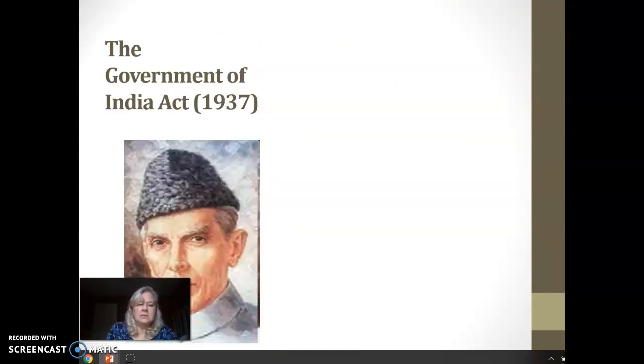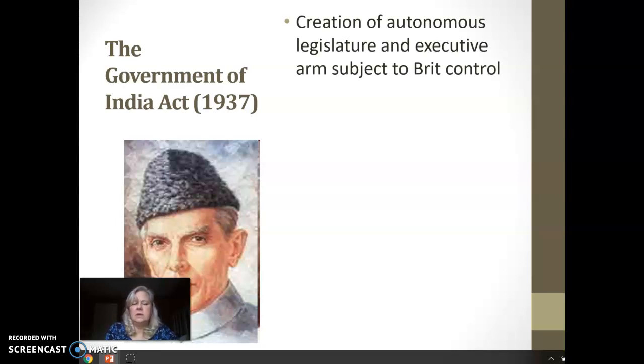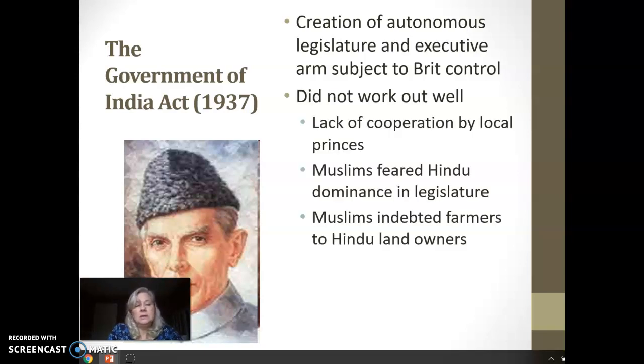The Government of India Act was created in 1937. This created an autonomous legislature and executive arm subject to British control. So this was in response to the civil disobedience, to the non-cooperation movement, and to the other movements like using homespun cotton and things like that. So the British think, well, if we create the Government of India, we give them their own legislative and executive arms, but we just sort of keep an eye on them, maybe this will work out. However, we're still going to have the problem that we had with the Indian National Congress.